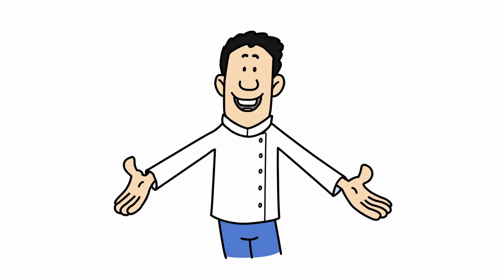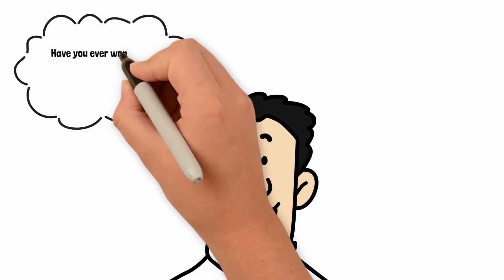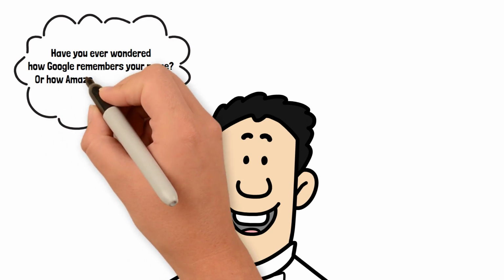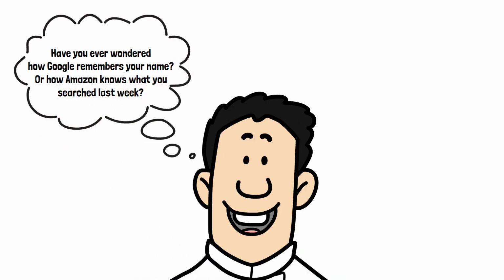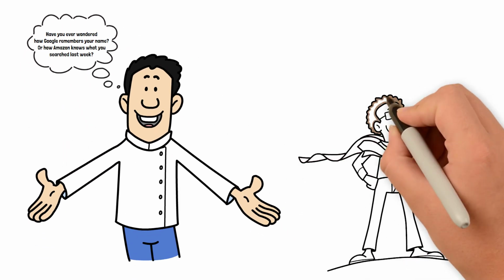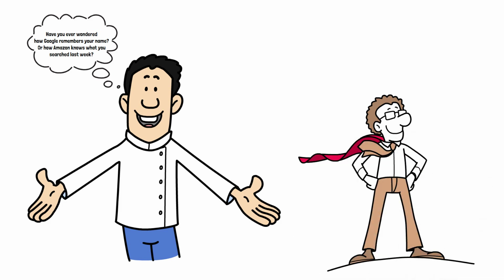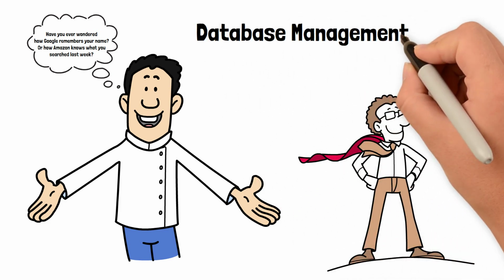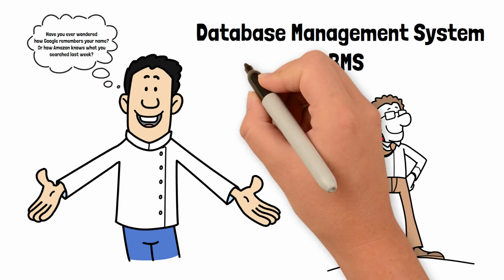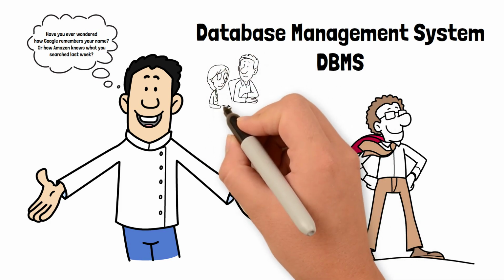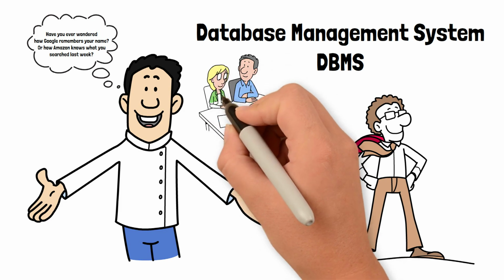Hey, curious minds. Have you ever wondered how Google remembers your name? Or how Amazon knows what you searched last week? Well, it's all thanks to a secret superhero in the tech world. It's called a database management system, or DBMS for short. Let's break it down super simply, like a fun story, so even a fifth grader can get it.